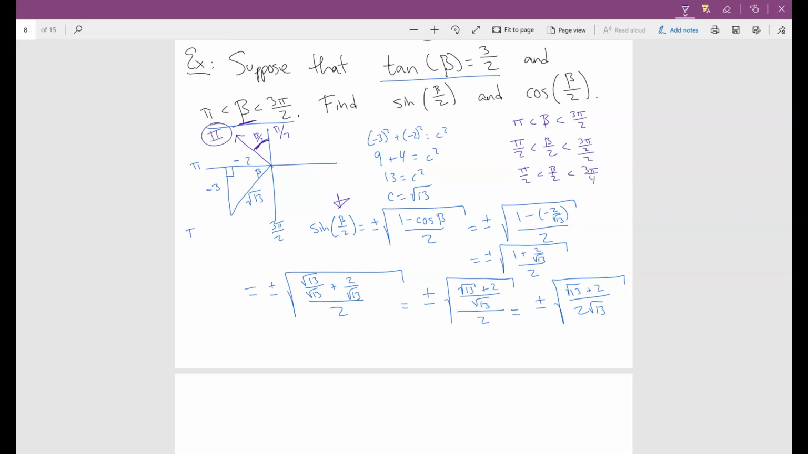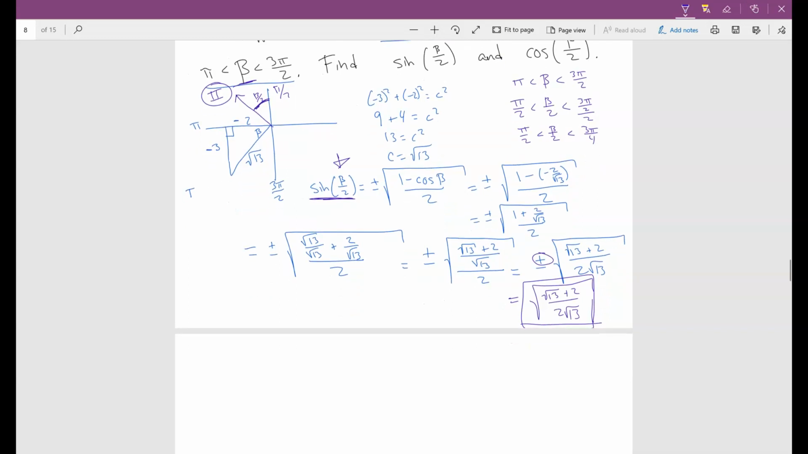So in quadrant 2, you have to think about what is the sign. The sine in quadrant 2 is positive. So this guy is going to be positive square root of 13 plus 2 over 2 square root of 13. Okay, so that guy is going to be positive. Now let's look. So now that I know that beta over 2 is in quadrant 2, it's going to be easy to figure out the next one.